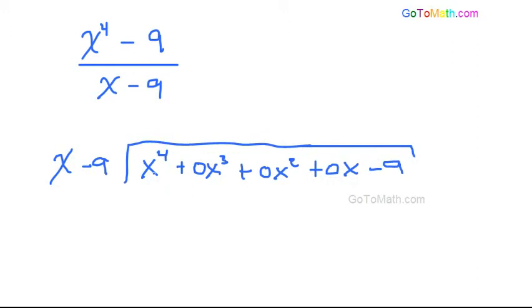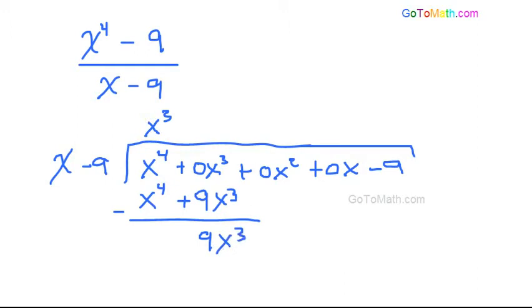Alright, so x goes into x to the fourth. We're going to be left with x cubed. X cubed times x is x to the fourth. And then minus x cubed minus 9 is negative 9x cubed. We go minus, make that a plus. So that's going to end up being 9x cubed. And now we want to go x goes into 9x cubed plus 9x squared. And we're going to go ahead and bring down the rest of this stuff.